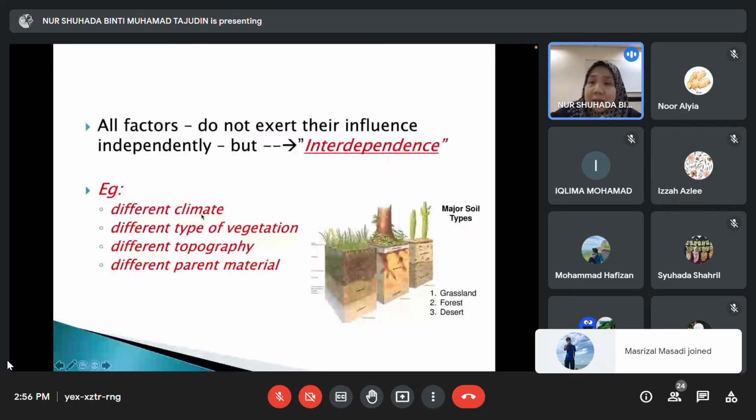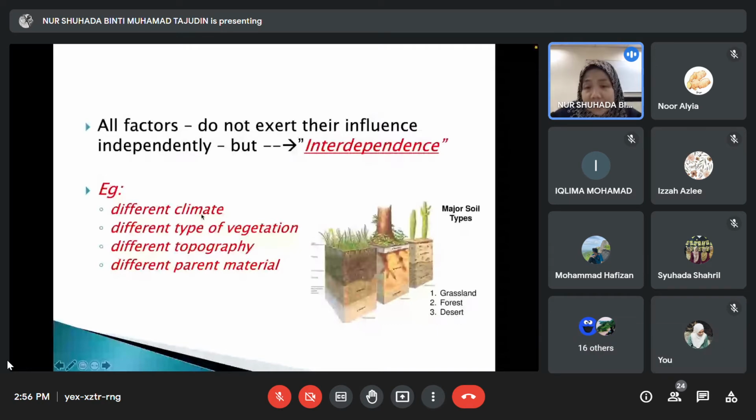And please remember, it is interdependence. It doesn't stand alone, it depends on climate and so on. So it is interrelated. So we want to see what actually, why the soil is different.